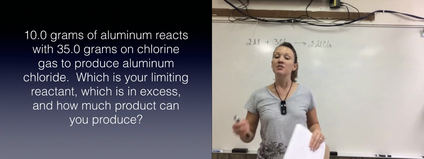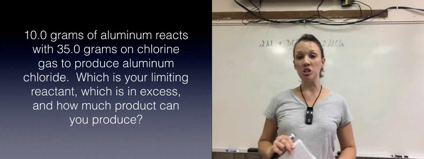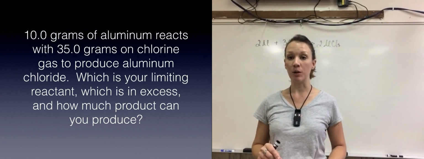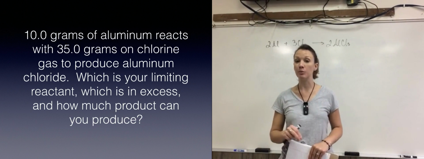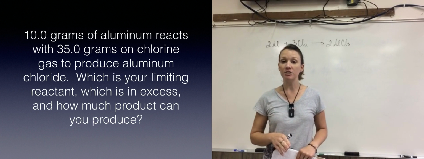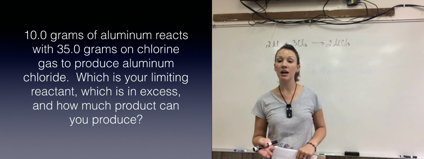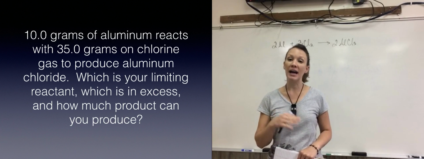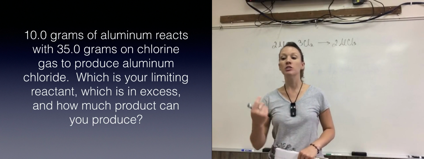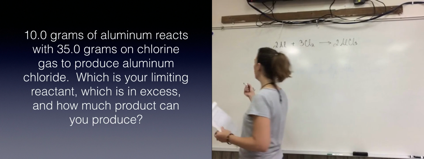Hey everybody! So based off the sample problem I just showed you, you have 10 grams of aluminum that's going to react with 35 grams of chlorine gas to produce aluminum chloride. Now what you're trying to solve for is figure out how much product you're going to create, what is your limiting reactant going to be, and what is your excess reactant going to be.